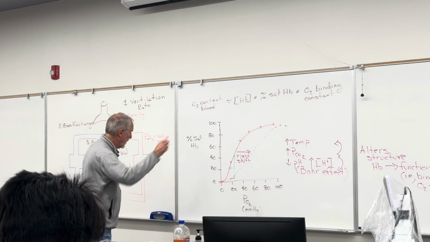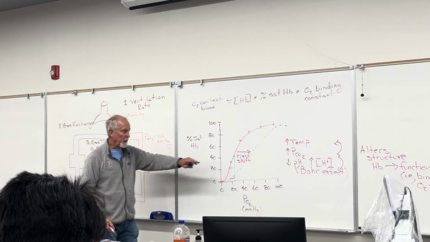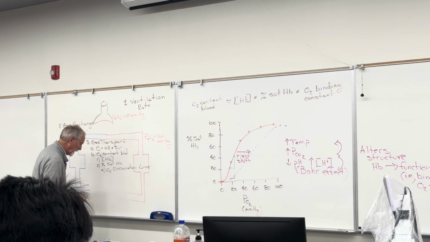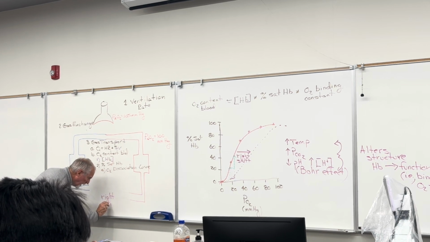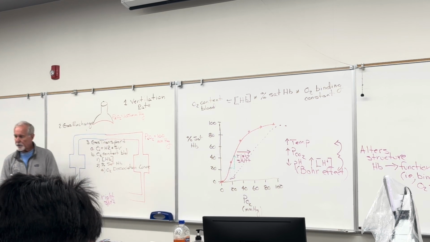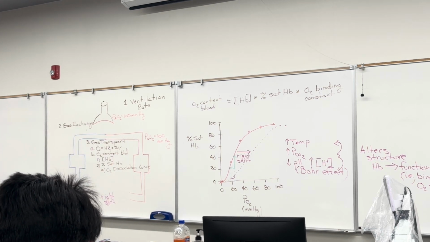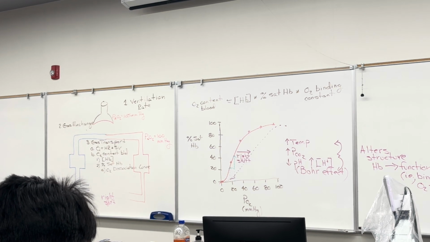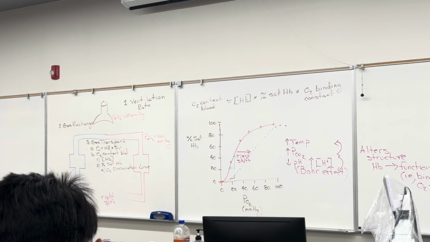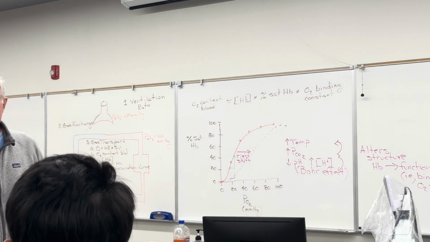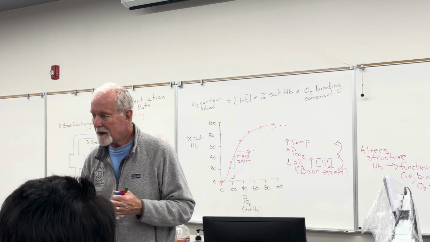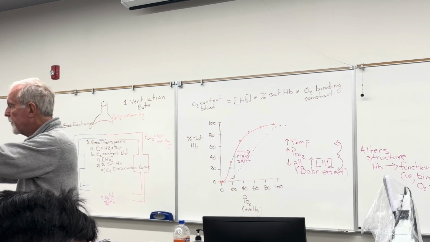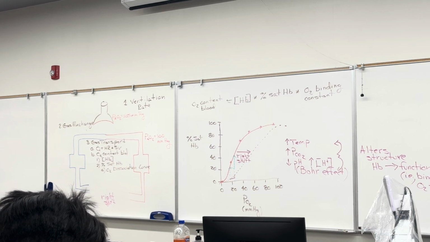All right, so what you're seeing here is occurring down here. And just to emphasize, you understand that a right shift changes the affinity that hemoglobin has for oxygen and causes hemoglobin to give up oxygen more freely to the metabolically active cells of the body.